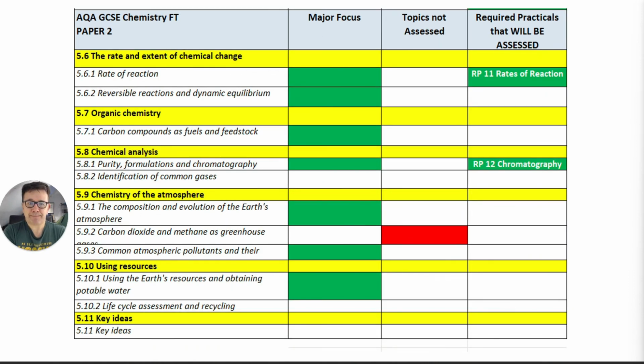Paper 2, not much different really. As you can see, the only topic not assessed in chemistry is about carbon dioxide and methane as greenhouse gases. Everything else is there. I would say some of the major focuses there are the rate and extent of chemical change, 5.6. So rates of reaction, the required practical there. Chemical analysis, particularly chromatography. And then chemistry of the atmosphere as well, very specific things, and Earth's resources and obtaining potable water. Okay, so there we go.